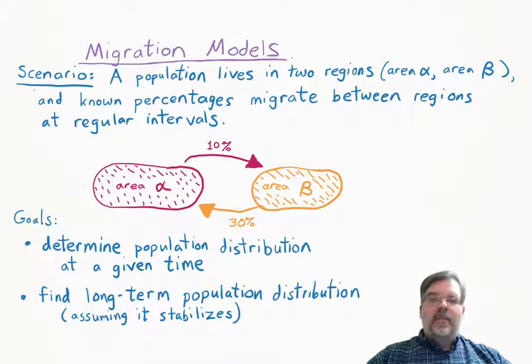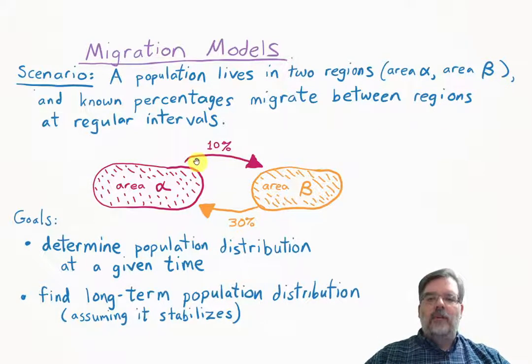Hello everybody. In this video, we're going to learn about an application of matrix algebra called migration models. So imagine this scenario. There's some kind of a population. This could be a population of birds or a population of fish or any other animal that travels between locations. Let's say this population is divided between two regions, not necessarily equally divided, but part of that population lives in a place I'll call area alpha, and the other part of the population lives in a place called area beta.